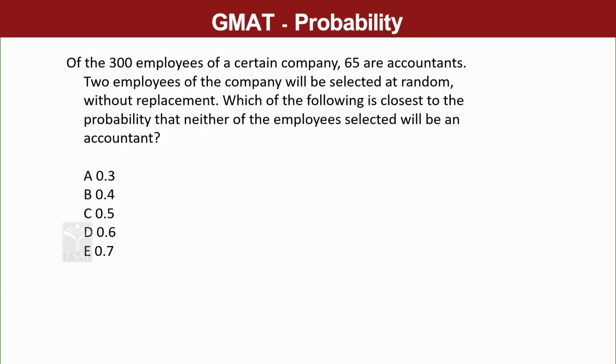Of the 300 employees of a certain company, 65 are accountants. 2 employees of the company will be selected at random without replacement. Which of the following is closest to the probability that neither of the employees selected will be an accountant? Out of 300 employees, that is the total number of employees, you have 65 accountants. Let us say 300 minus 65 equals 235 are non-accountants.